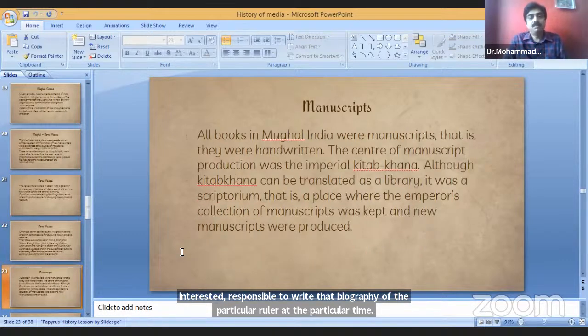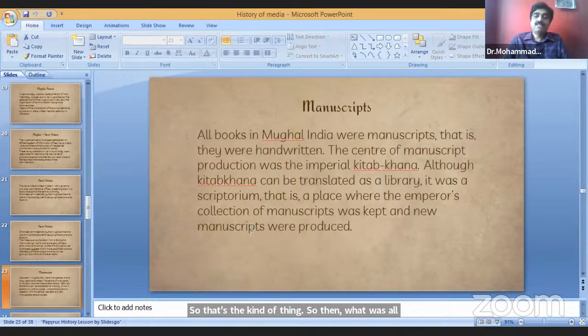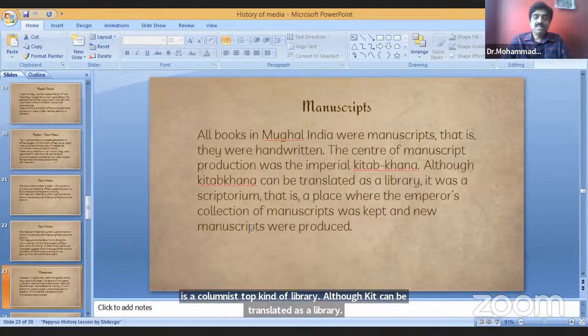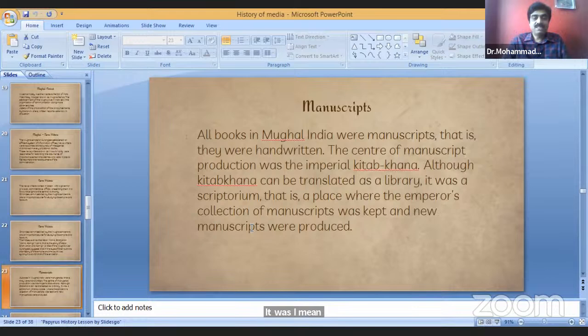So then, all the books in Mughal India were manuscripts. That is, they were handwritten. The center of manuscript production was the Imperial Kitab Khana, called the library. Although Kitab Khana can be translated as a library, it was a scriptorium. That is a place where the emperor's collection of manuscripts was kept and new manuscripts were produced.